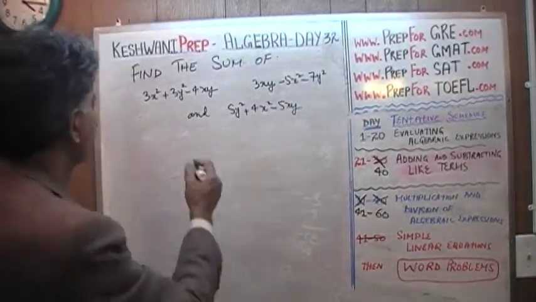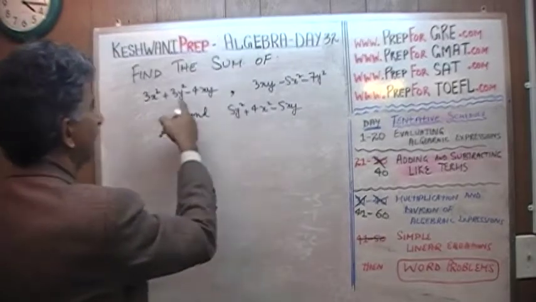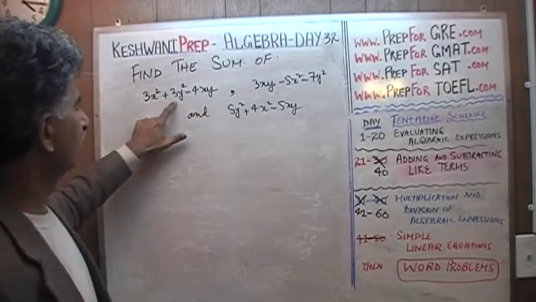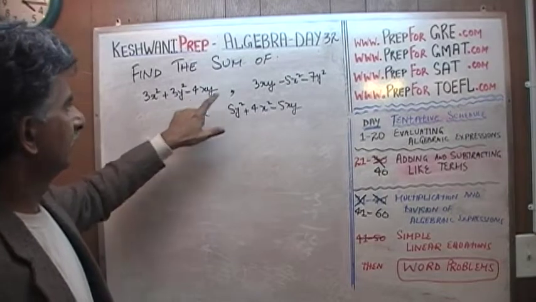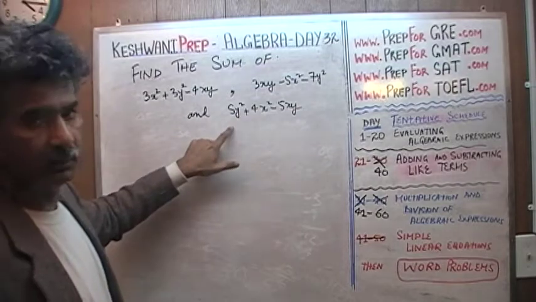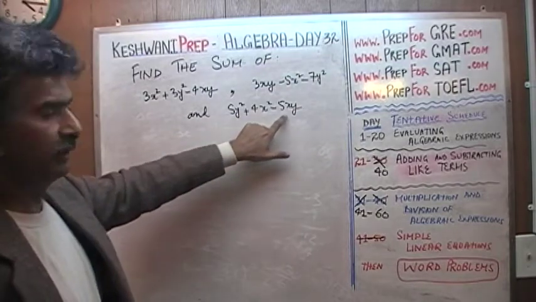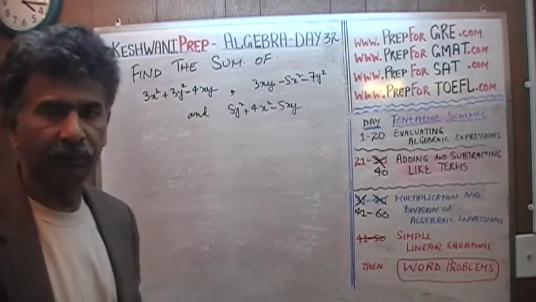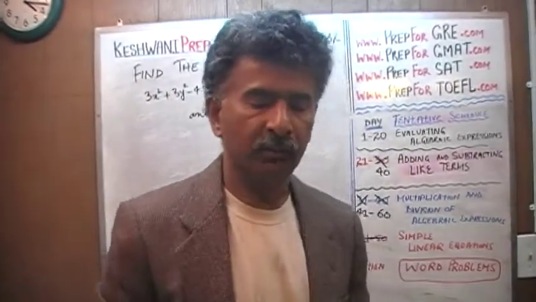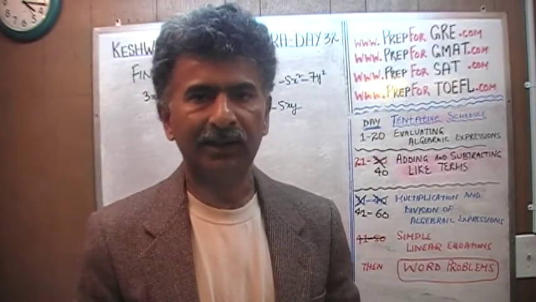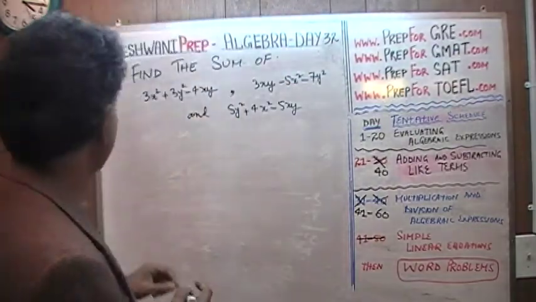We're given three expressions, and our job is to add those expressions. 3x squared plus 3y squared minus 4xy, 3xy minus 5x squared minus 7y squared, 5y squared plus 4x squared minus 5xy. In order for us to add these three expressions, we have to make sure that we line up the like terms properly. So let's get going then.